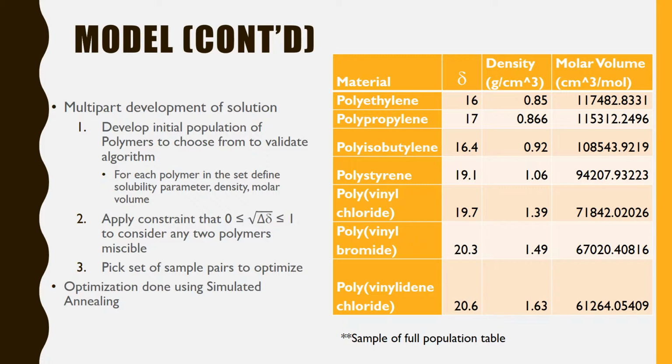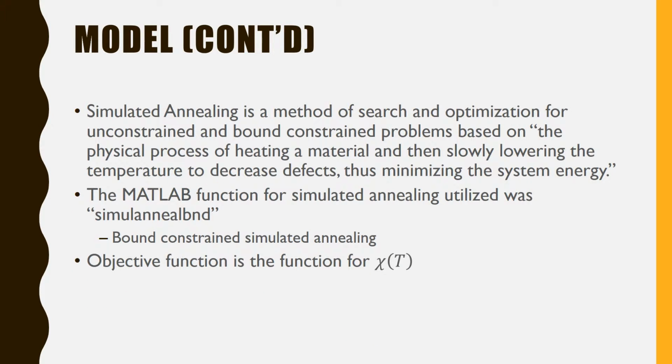We're going to optimize using simulated annealing, which is the method of search and optimization for unconstrained and bound constrained problems based on the actual physical process that is used to minimize system energy. There's a MATLAB function that we did utilize for bound constrained simulated annealing. And our objective function here is that of chi.